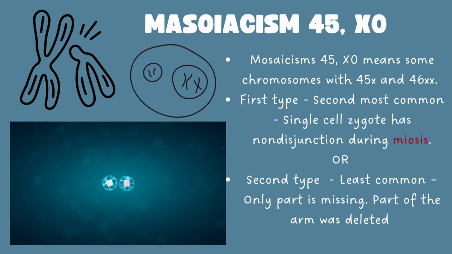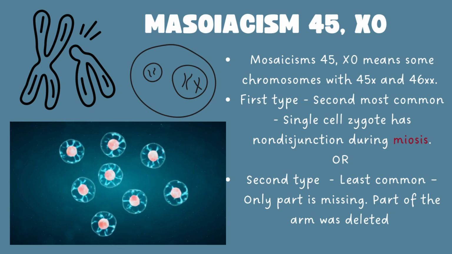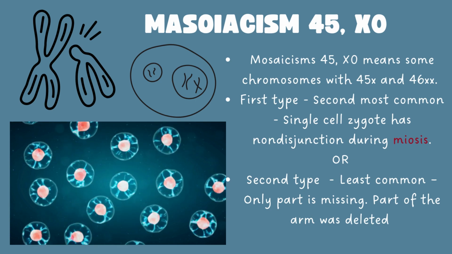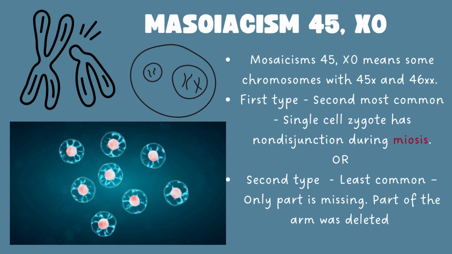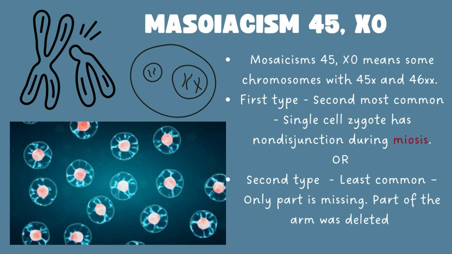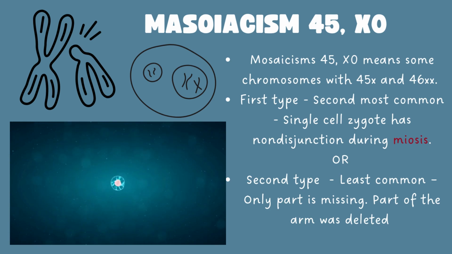Mosaicism 45X0 means some cells have 45X and some have 46XX. This is the second most common type of Turner syndrome after monosomy. During mosaicism, a single-celled zygote has non-disjunction during meiosis, or a part is missing due to the arm of the chromosome being deleted.